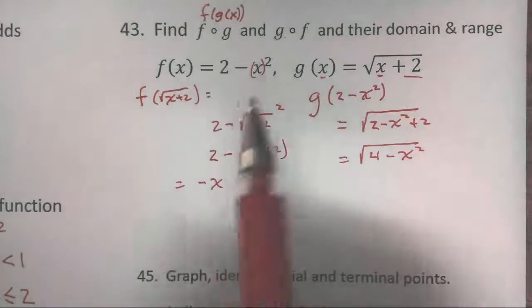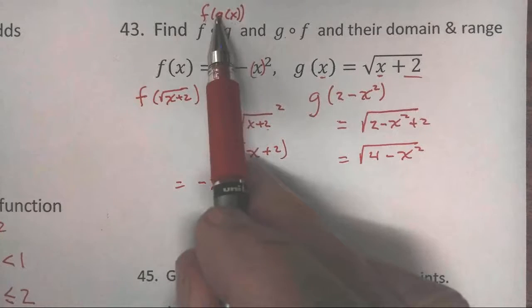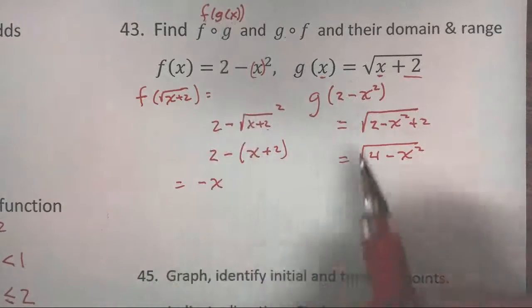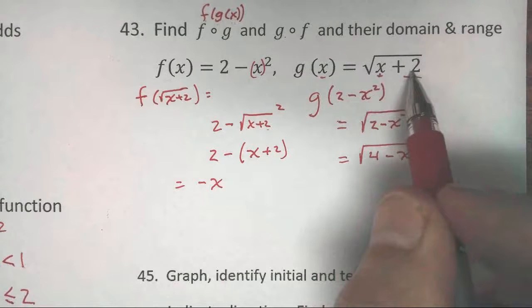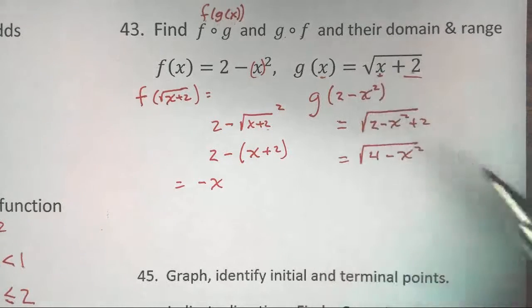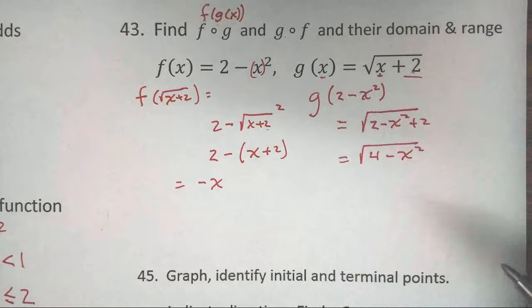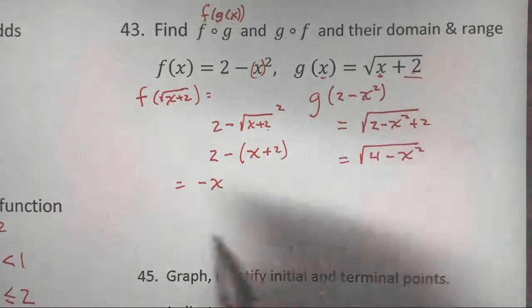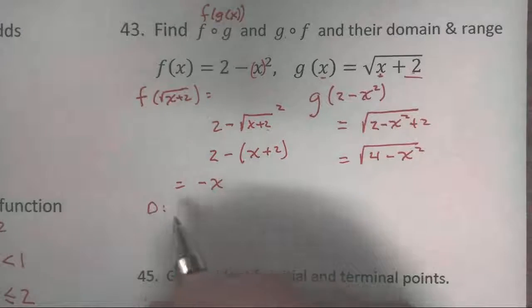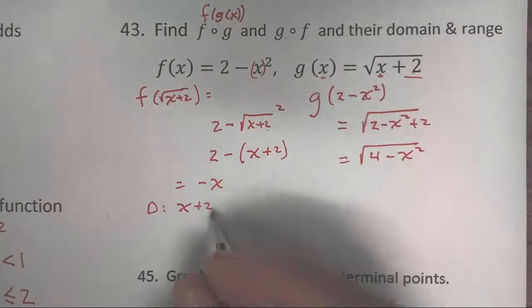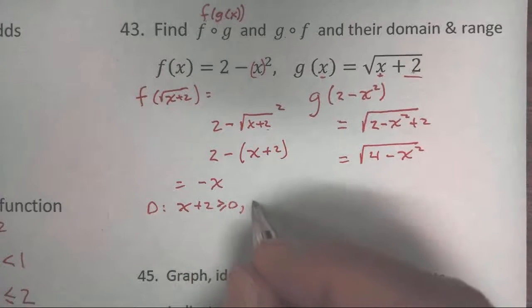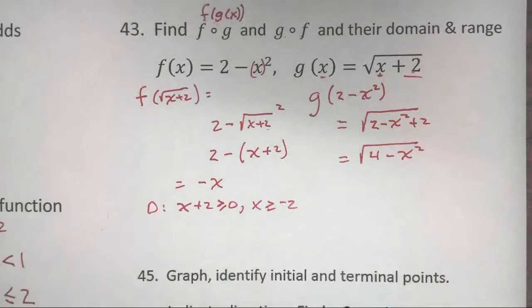The process, first, I have to go through the g factory. Do we have any problems here? I can add 2 to any number I want. Can I take the square root of any number I want? No, it must be non-negative. Therefore, my domain, x plus 2, has to be greater than or equal to 0. So x has to be greater than or equal to -2.